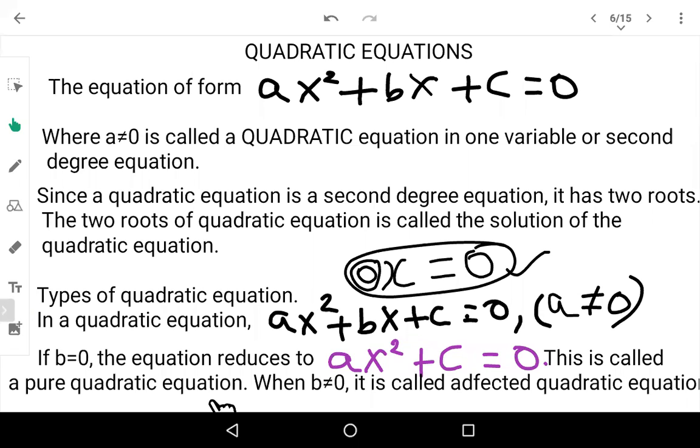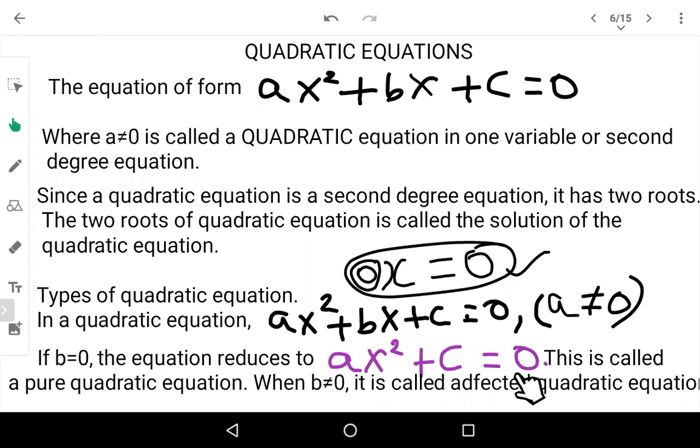I'll repeat this again. What is a pure quadratic equation? In a normal quadratic equation like this, if the value of b is equal to 0, then b into x, that is 0 into x, will be 0 only. So what is left with us? We will only have ax square plus c is equal to 0. This form, ax square plus c is equal to 0, is called a pure quadratic equation. Okay, so that is the first type of quadratic equation.